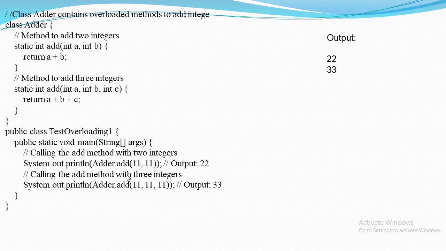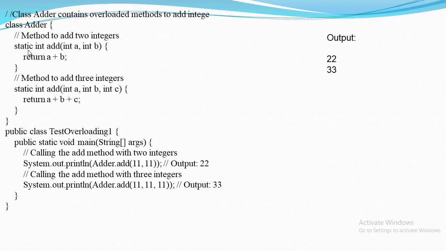Example for method overloading. Here we are using the Adder class with methods to add integer values. First we are using two methods, one is add and another one is add. In the first method we are passing two arguments. In the second method we are passing three arguments. So it will return the value of a plus b, and return the value of a plus b plus c.